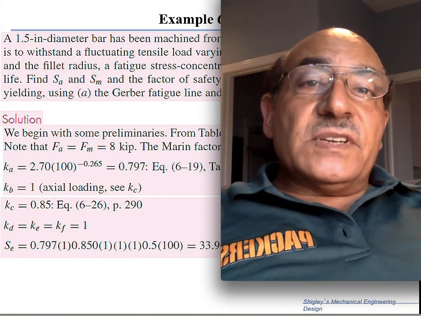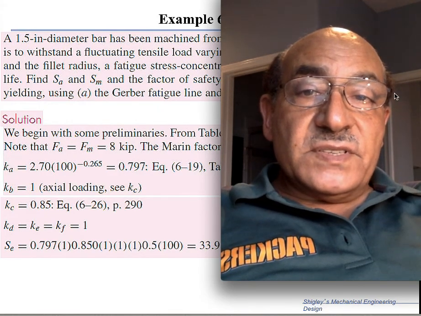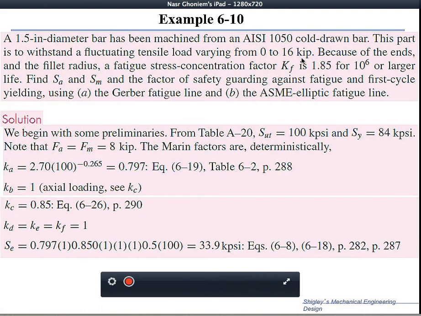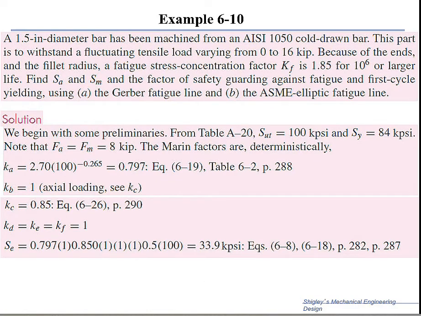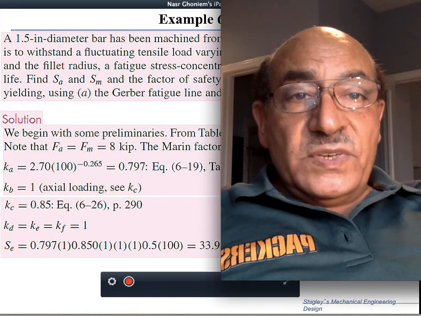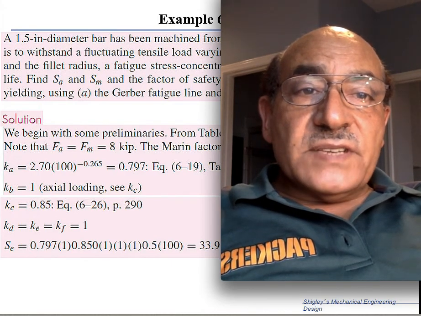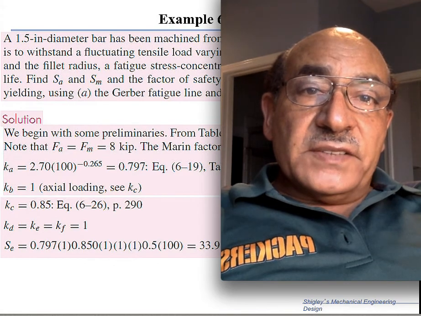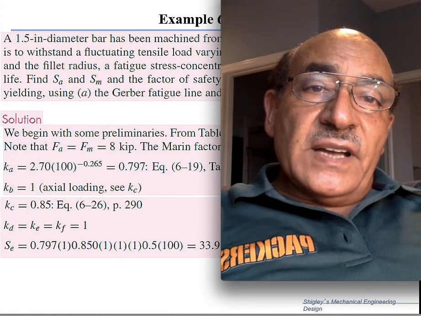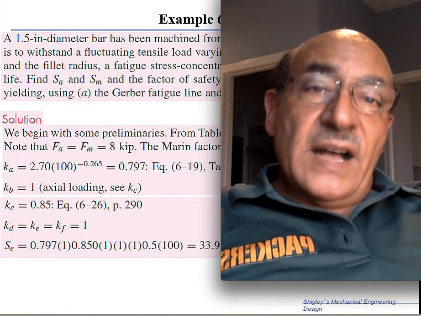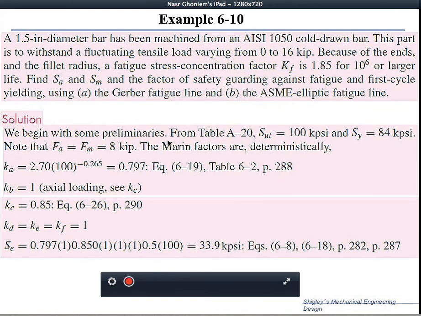Now, this is not the end of the story because we have to consider also stress concentration. So we have a fatigue stress concentration factor. Luckily, it is given to us, 1.85. In some cases, if it's not given, then I have to go from K sub T, which we discussed before. That is actually the essential stress concentration factor under static loading. And then if I know the notch sensitivity coefficient q, I can find K sub F. But here it is given to us as 1.85.